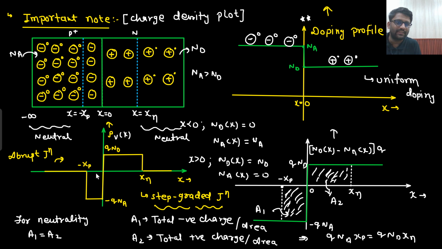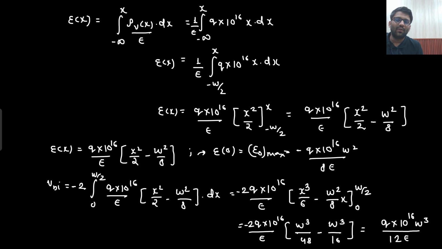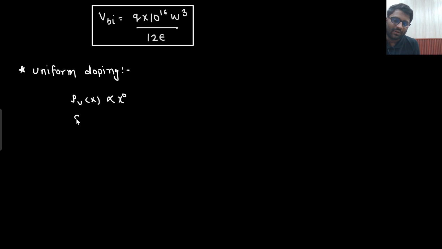If I ask you what is the doping profile at minus xp, you would say minus qNa. If I ask you what is the doping profile at minus xp by 2, you would say minus qNa. If I ask you what is the doping profile at minus xp by 3, you will say minus qNa. That means it is not depending on x. Is that clear to you? If this is the scenario, then how will your electric field look? Your electric field would be a function of x to the power 1.